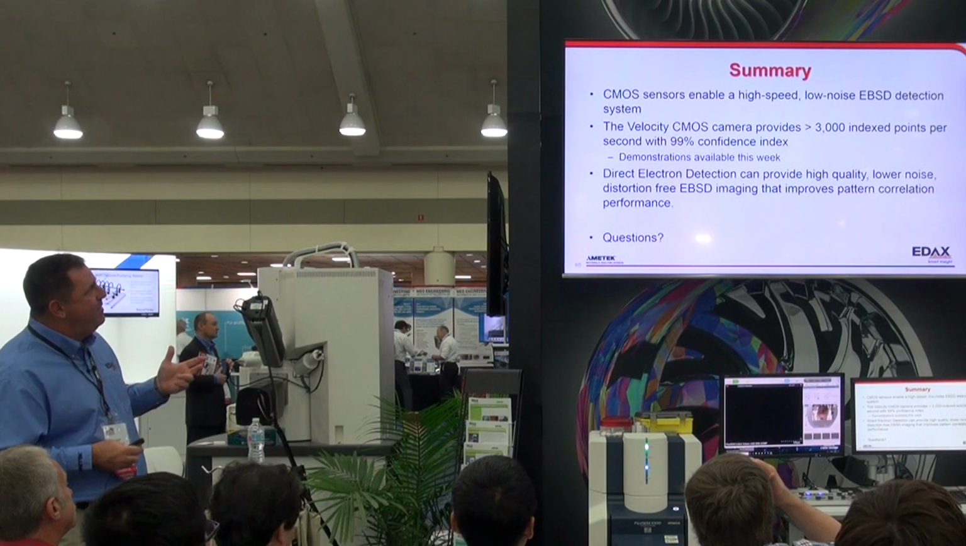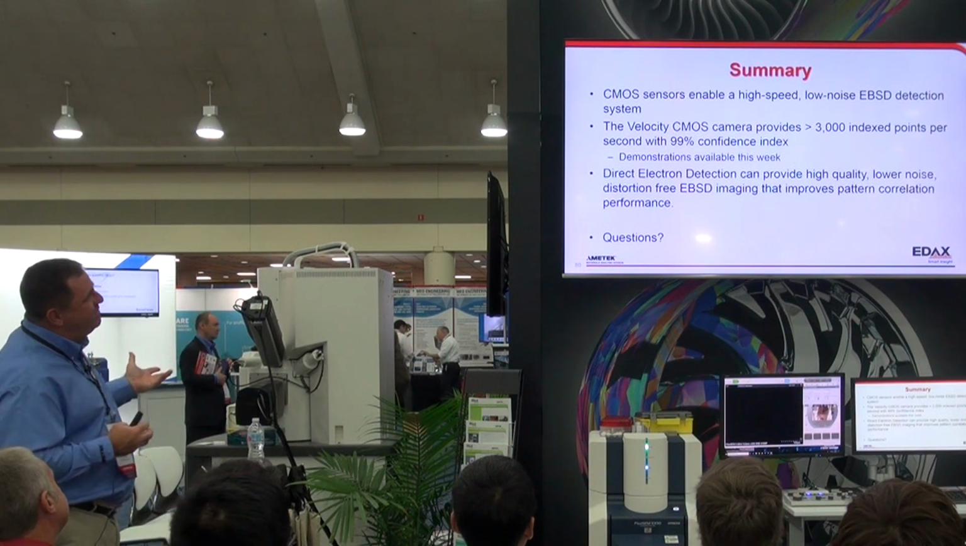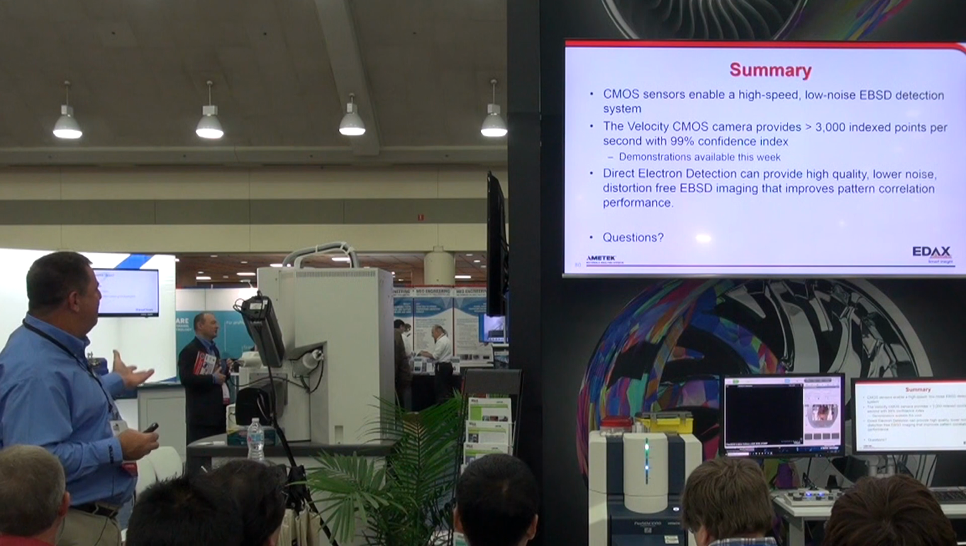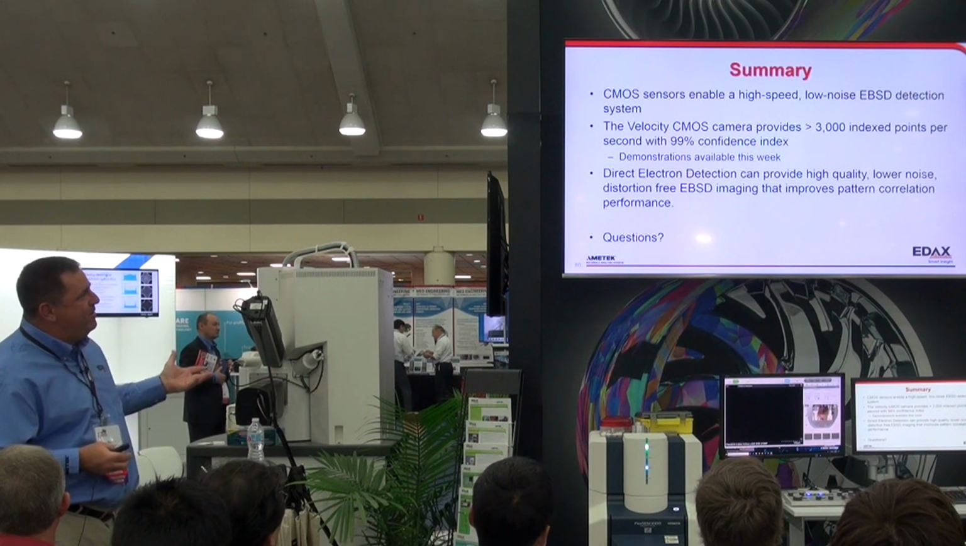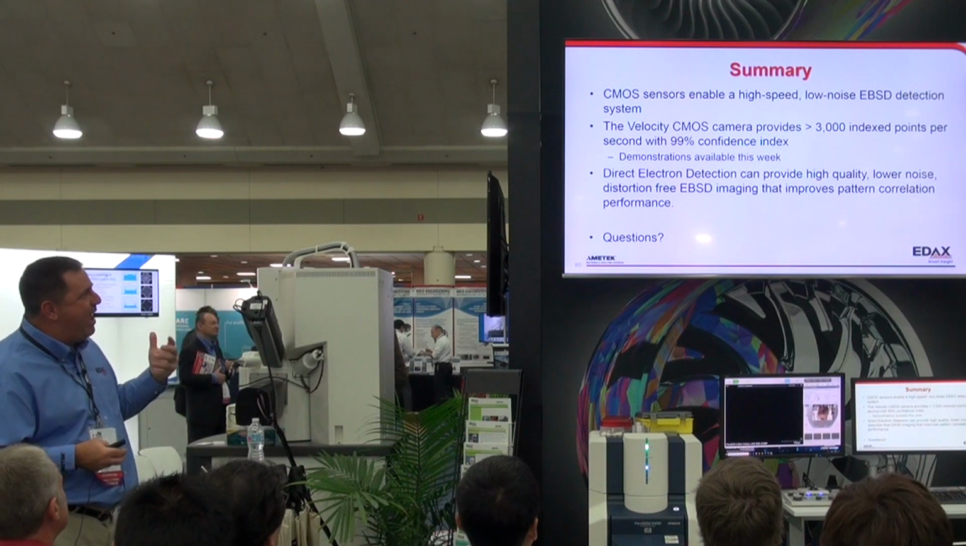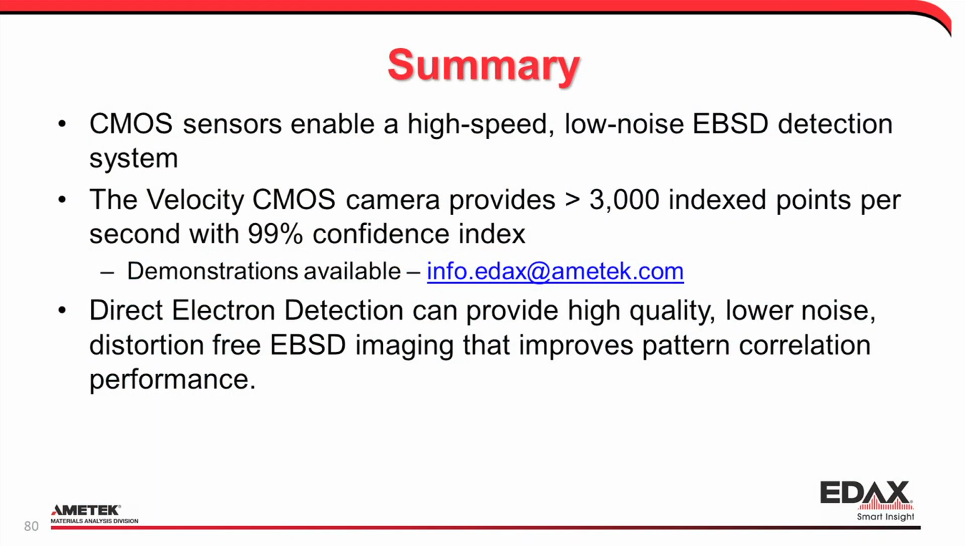As a summary, the CMOS sensors enable high-speed, low-noise detection. We have a Velocity camera that provides greater than 3,000 points per second with high reliability in the data. There are demonstrations available if you're interested. And then direct electron detection will be able to provide higher quality, lower noise, distortion-free imaging that we think will have applications with pattern correlation as well as other applications.